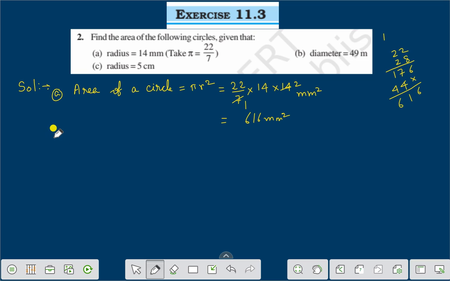Right? Now, question number B. Here you see diameter is given, 49 meter. Therefore, you have to find the radius. Radius is equal to half of diameter, that is 49 by 2 meter. The radius is 49 by 2 meter, right? Now you find the area of the circle.